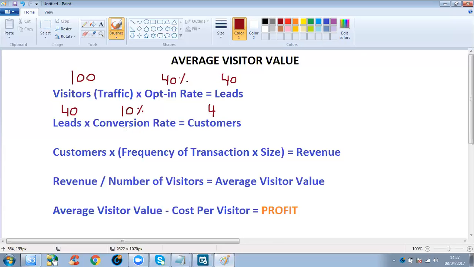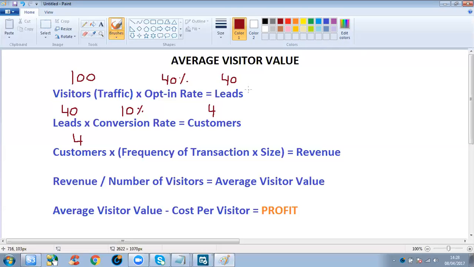Now, the third part of working out your average visitor value is you take the customers and you take the frequency of the transaction. So this means if they just buy 1 product, then that's going to be 1. If they buy 2 products, and this is why I love continuity programs where they pay every month, like membership sites, the reason is because you can build a nice long-term residual income, and it just bumps up your average visitor value, because if they stay with you a long time, then it's going to increase your revenue, which is going to have a knock-on effect and increase your average visitor value.